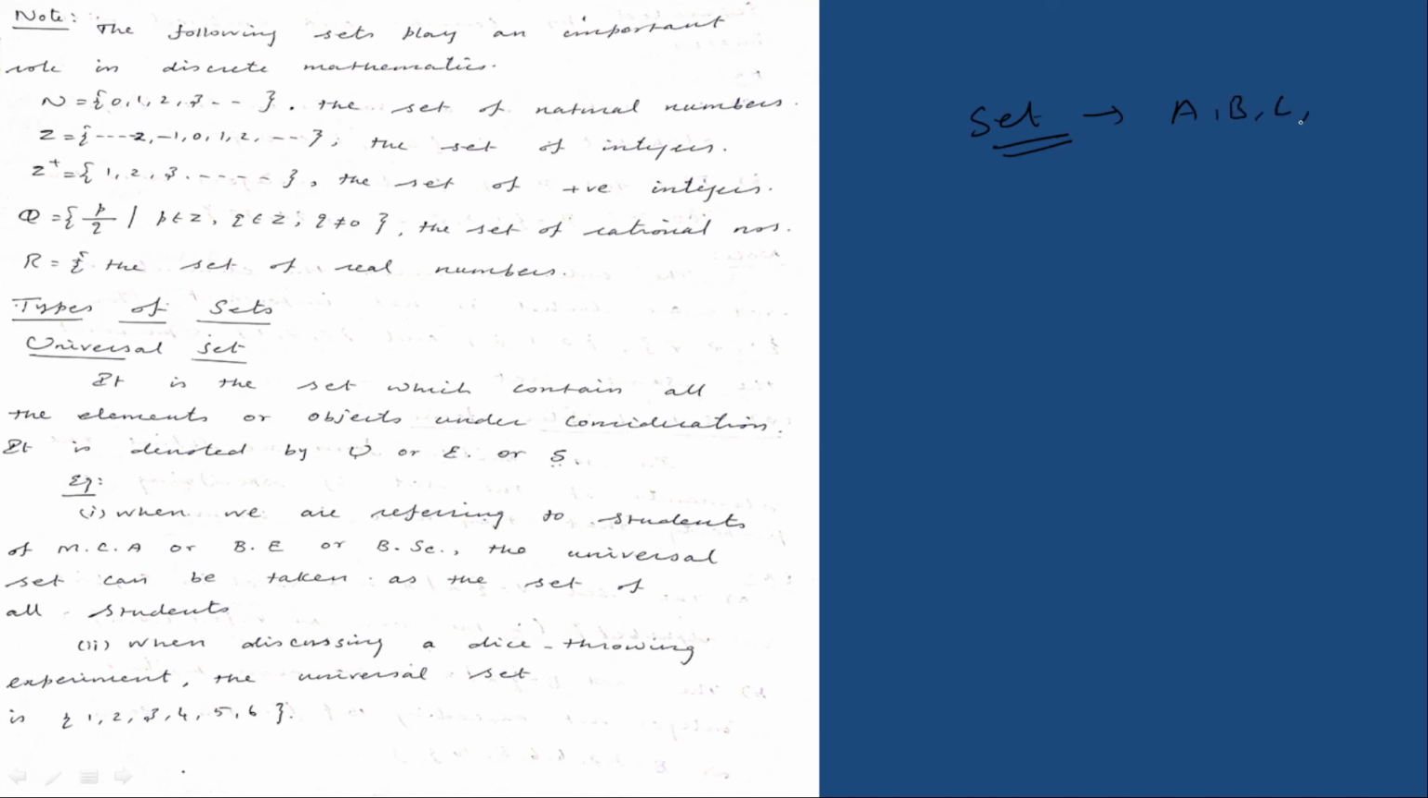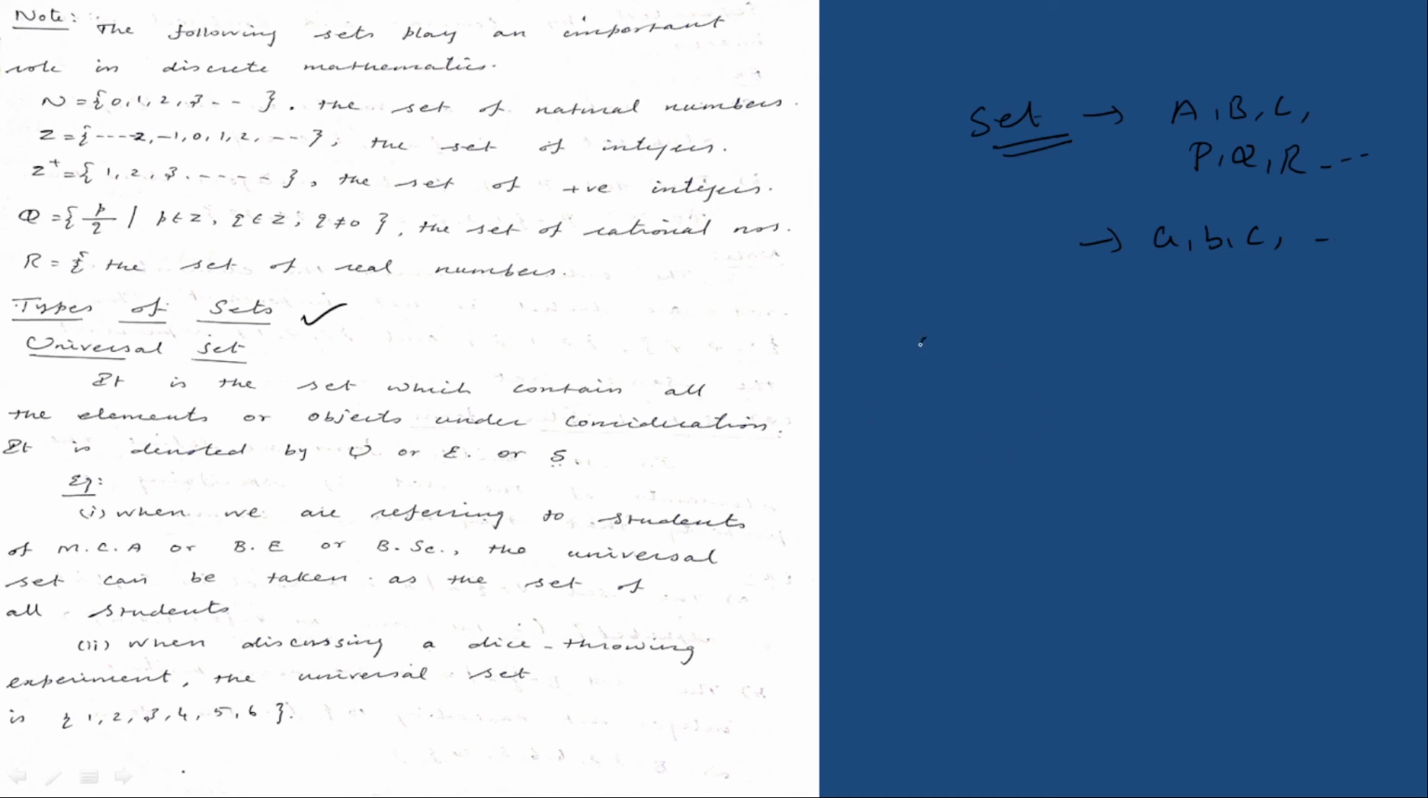Sets are represented by capital letters like A, B, C, R, P, Q, R, S, etc. And elements of the sets are denoted by the lowercase letters a, b, c, etc. So let me now move on to types of sets. But before that, let me recall one more thing.